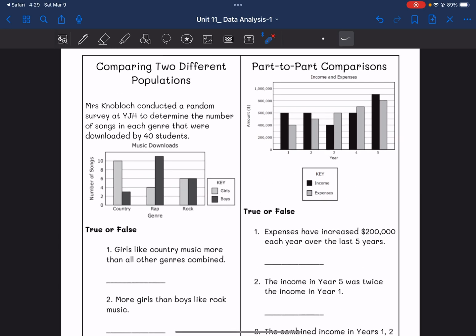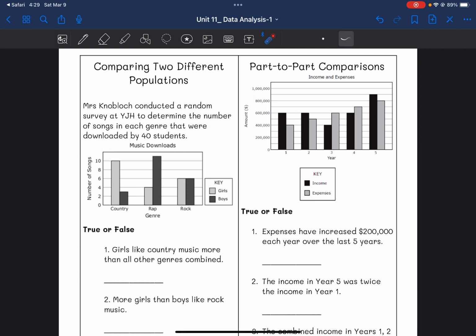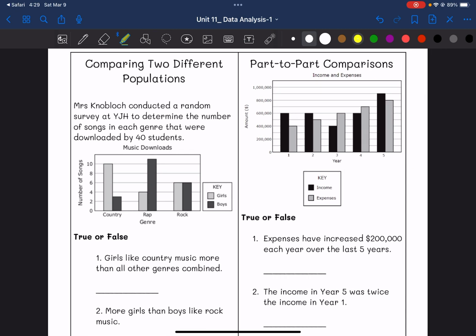In this first one, we have comparing two different populations. Ms. Knobloch conducted a random survey at York Junior High to determine the number of songs in each genre that were downloaded by 40 students. This right here is the total of students that were surveyed.